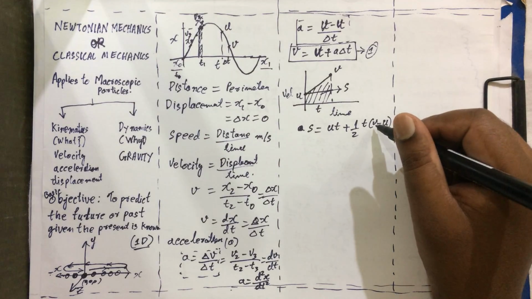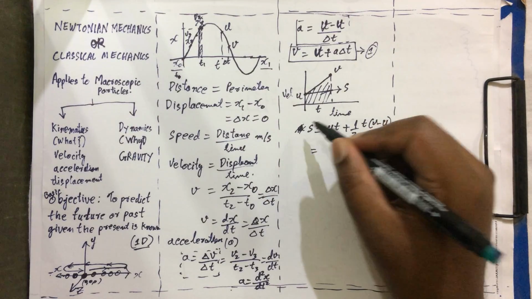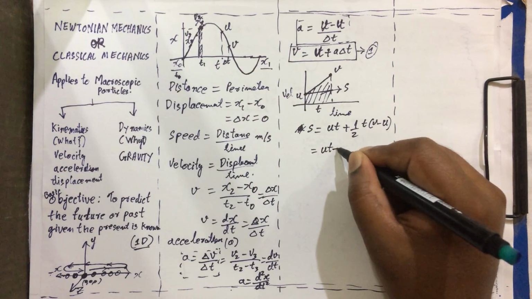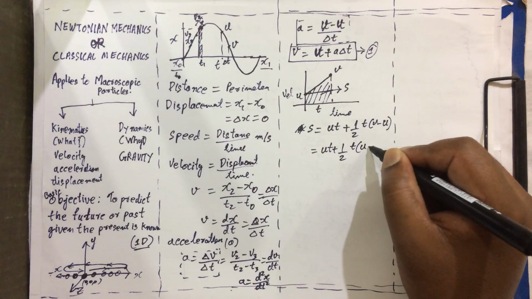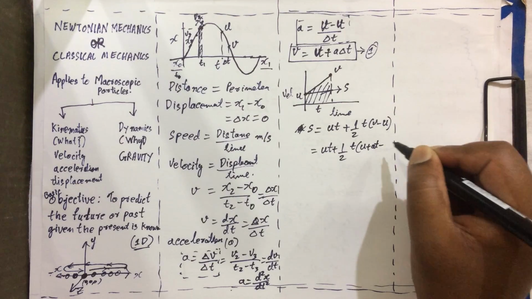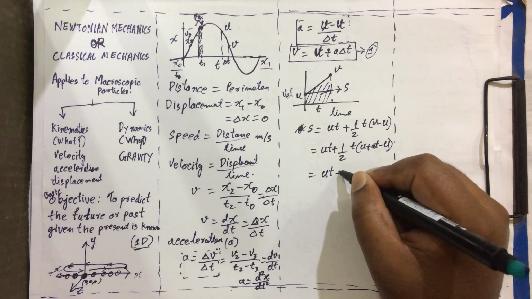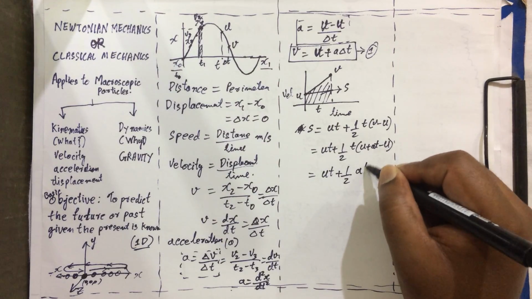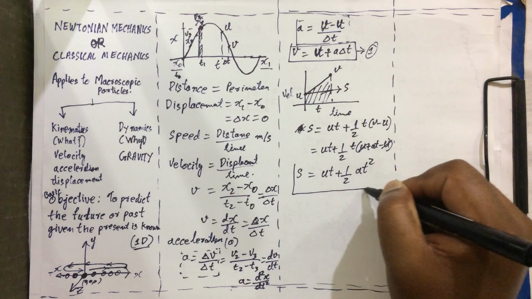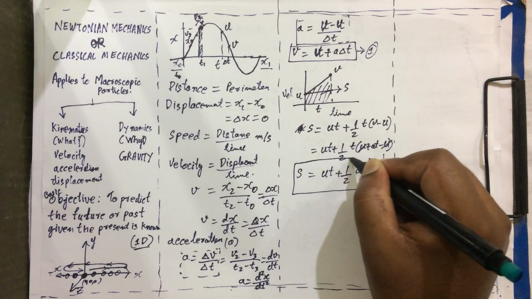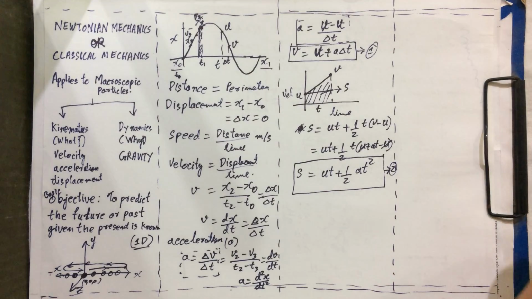Now if I substitute the value of v from equation 1 into this equation, it will give me ut plus half t times u plus at minus u, and if I solve it, it will become ut plus half at square, as this and this will cancel each other. So this is the second equation of motion, Newton's second equation of motion.